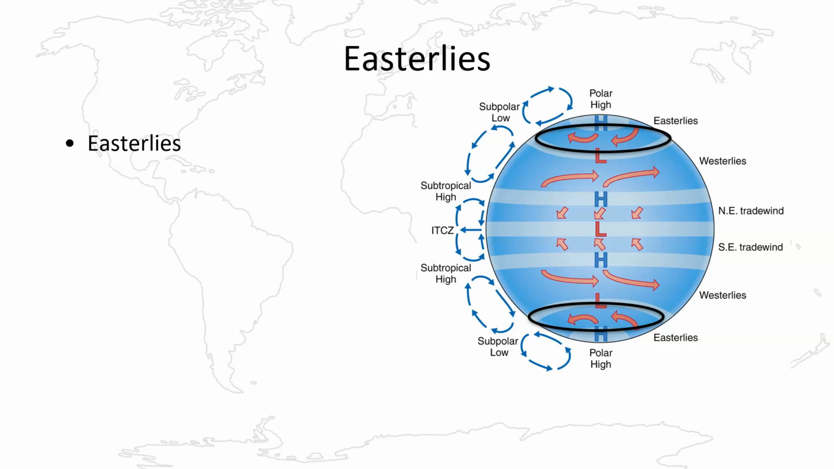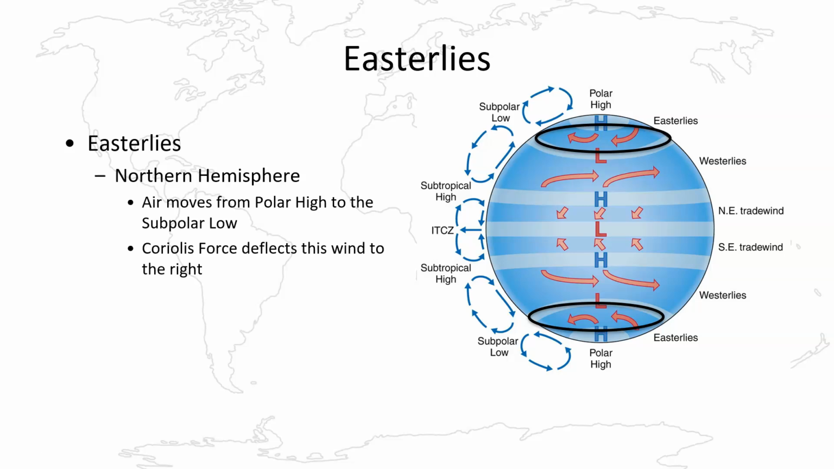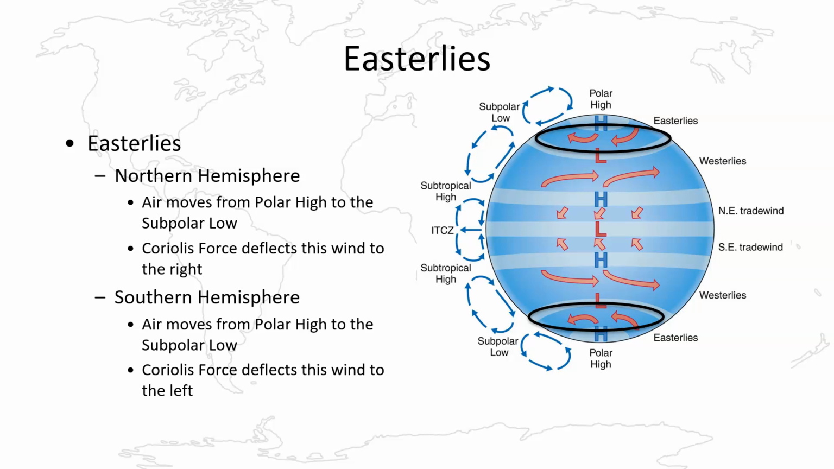The last thing we need to do is fill out the winds that occur between the polar high and subpolar low. In the northern hemisphere, air is going to want to go from the polar high to the subpolar low, and relative to that motion, it's going to be deflected to the right, since we're in the northern hemisphere. And so what you end up with is winds out of the east, and so we call these easterlies. In the southern hemisphere, again, air is going to move from the polar high to the subpolar low, but this time, relative to motion, the winds are going to get deflected to the left. And so they're still out of the east and still called the easterlies.